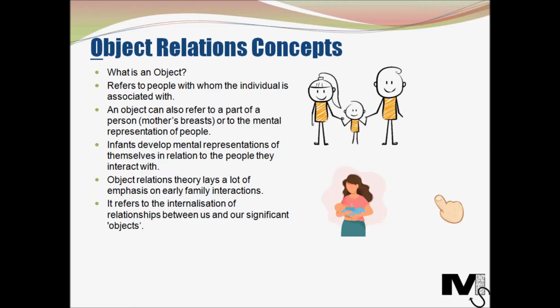Object relations theory therefore lays a lot of emphasis on early family interactions, particularly the interactions between infants and their mothers. The object relations theory is called so because it refers to the internalization of relationships between us and the significant objects in our lives.